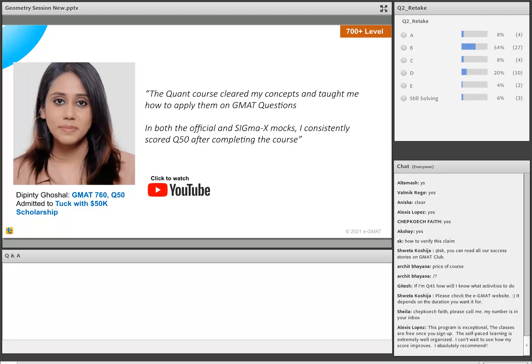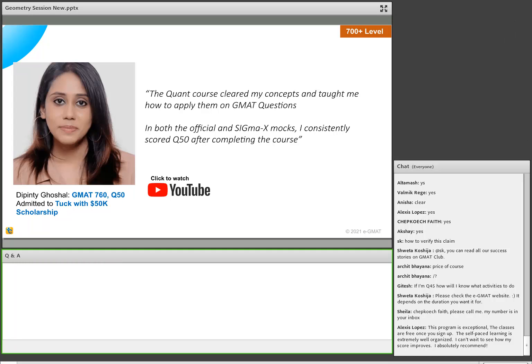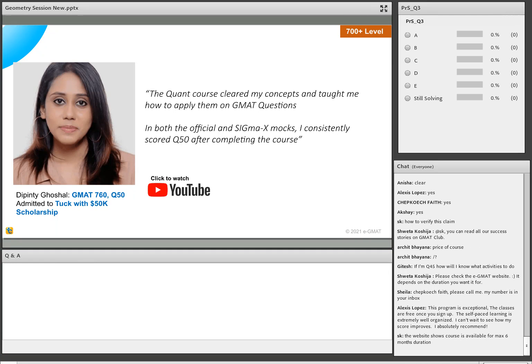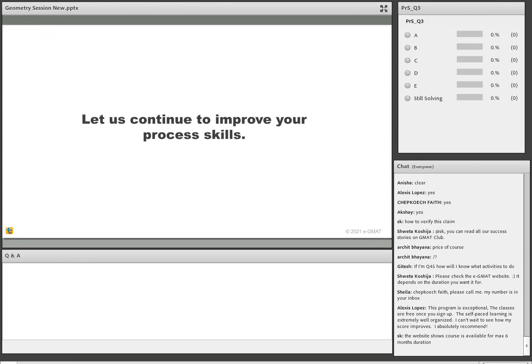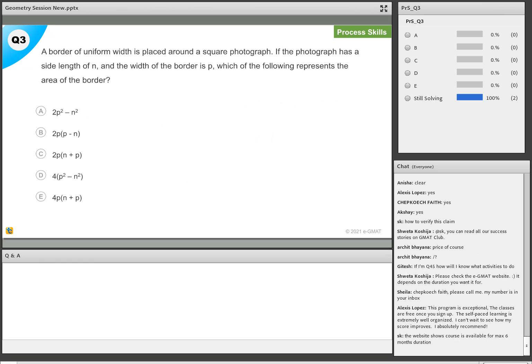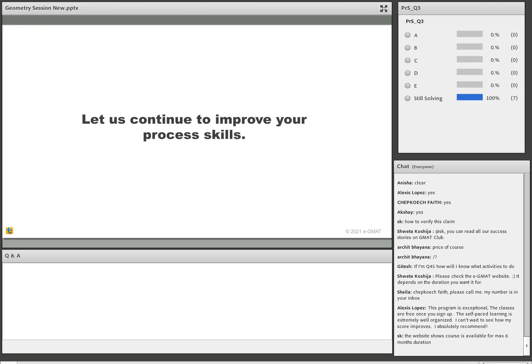Okay, perfect. So with that, I would want you to mark still solving for the next question. I have the poll for the next question. Let's go to the third process skill question. Right, and just skip over here. Okay, so very quickly, please mark still solving, and I'll give you the third process skill question.